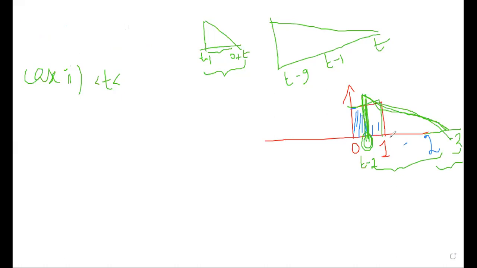We have to take the new limits. Initially, we took 0 to 1, then 1 to 2, and now 2 to 3. 2 to 3 is the correct answer.